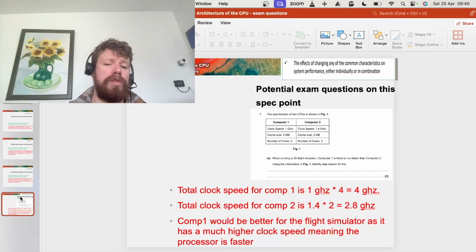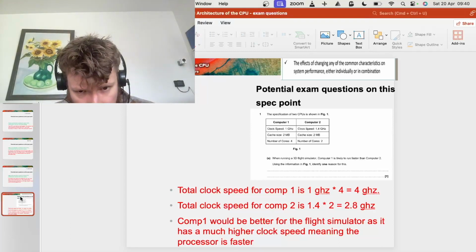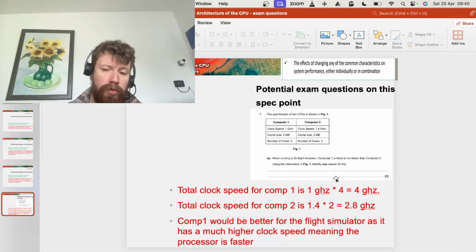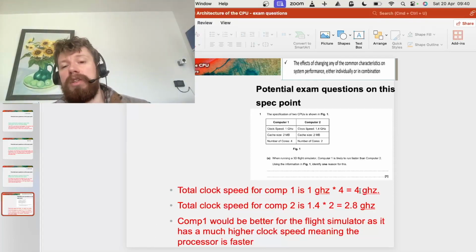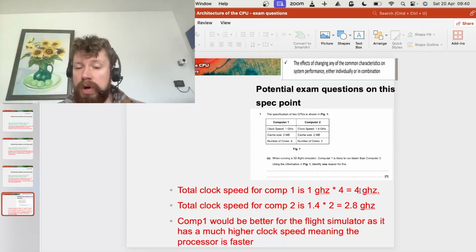So what I would do is work out the total clock speed. The clock speed for computer 1 is 1 gigahertz, and it's got 4 cores. To work out the total clock speed, you do the clock speed times the number of cores, 1 times 4, which gives us 4 gigahertz. The total clock speed for comp 2 is 1.4 gigahertz, and they've only got 2 cores, so that translates into 2.8 gigahertz. And then you just make a statement like comp 1 would be better for the flight simulator as it has a much higher clock speed, meaning the processor is faster. So that's how you would link that last part.